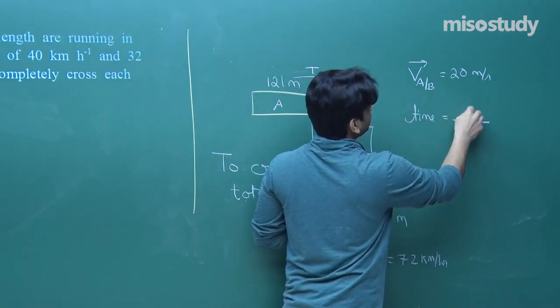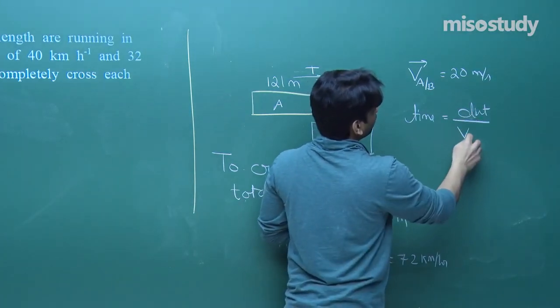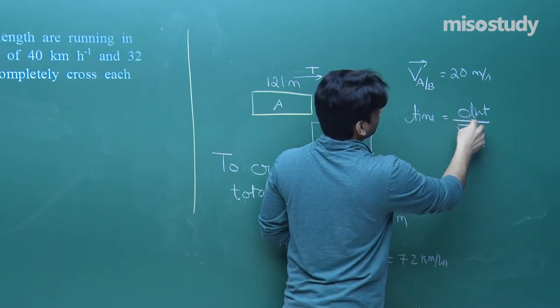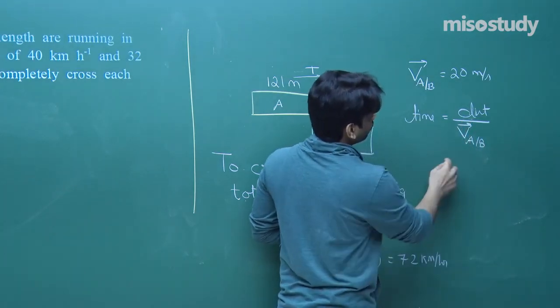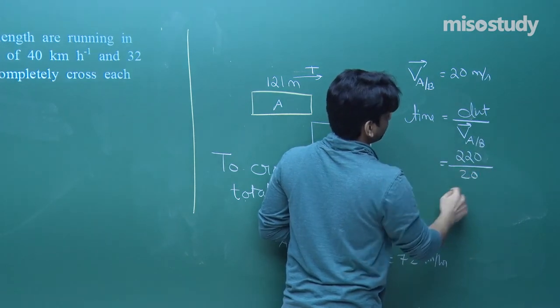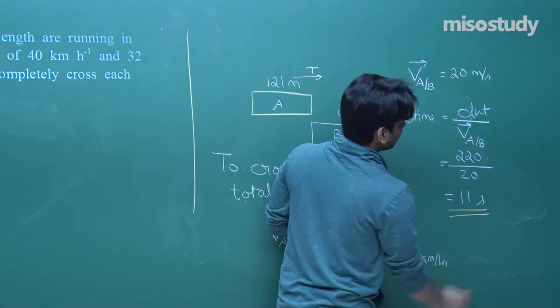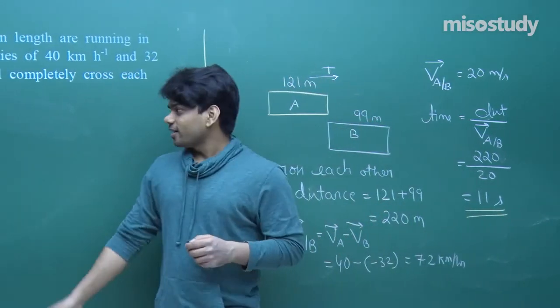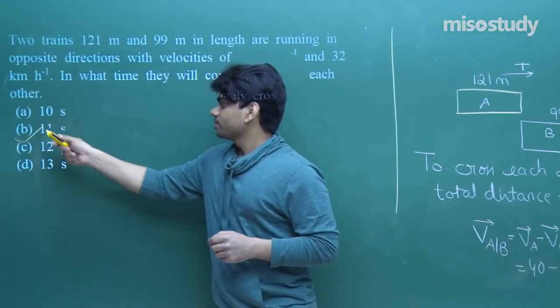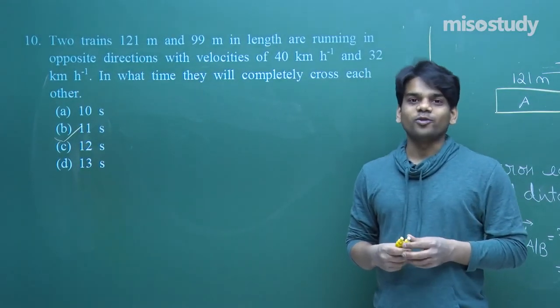So this is distance upon velocity of A with respect to B. This is what we have to put. So distance is 220 divided by 20. So we are getting 11 seconds as the answer. The right answer will be 11 seconds. So this is how you have to solve such kind of questions.